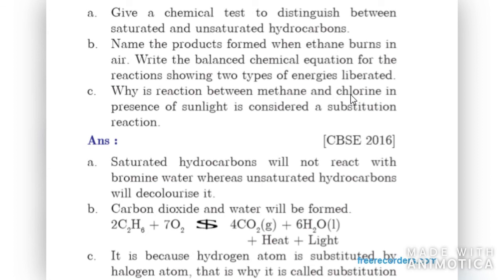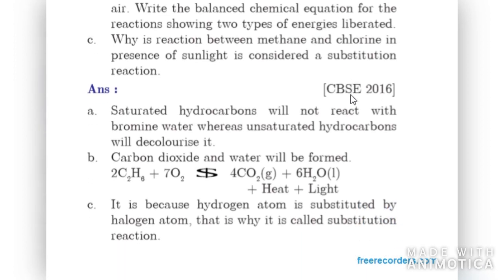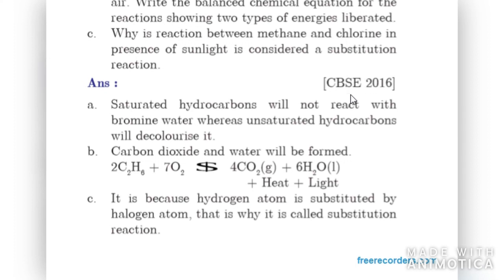In the C part, it says the reaction between methane and chlorine in presence of sunlight is considered to be a substitution reaction, because in this case the hydrogen atom is substituted by the halogen atom. Here, the halogen is chlorine, so therefore we consider it as a substitution reaction. For add-on, you can even write the equation.